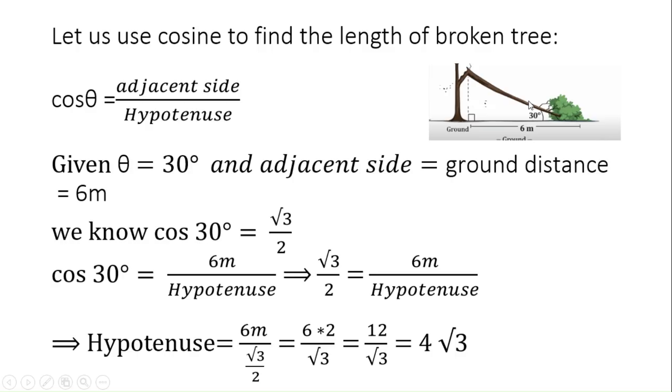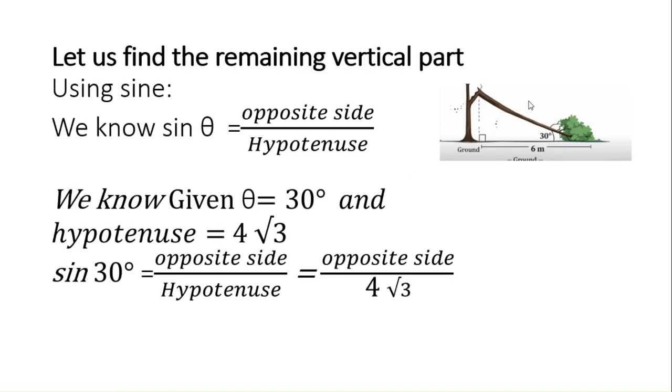Clear? Now let us find out the remaining vertical part. In order to get the original height of the tree, we need to get the remaining vertical part plus the broken part. We have already found out the length of the broken part by using the cosine formula. Now we are going to use the sine formula for finding out the remaining vertical part of the tree.